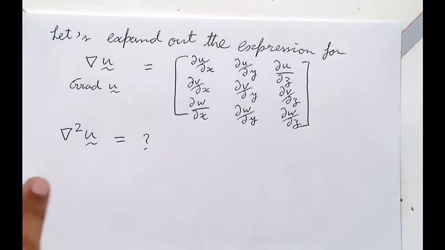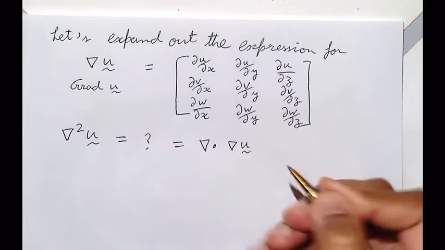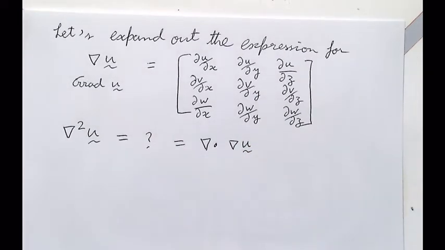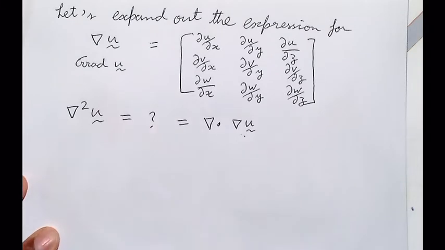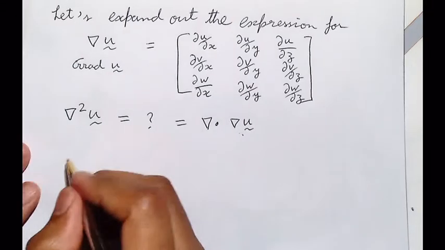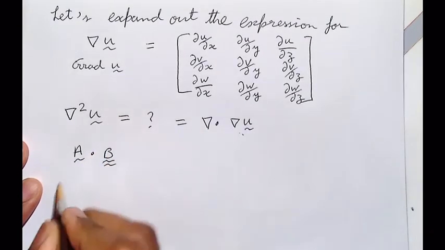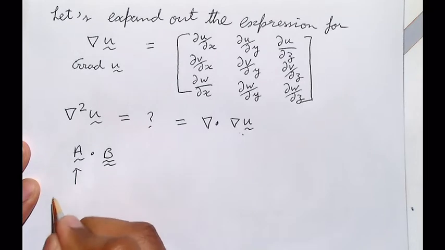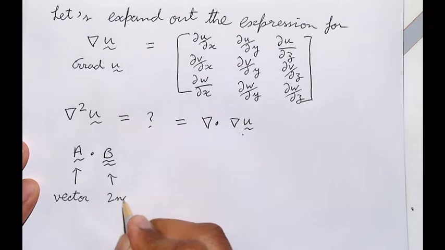So first, I should decompose this as what I wrote for the pressure, right? It's the same as nabla dot nabla u, and then we do exactly what you said. Okay, so we write this. Before that, let's see. If I say A dot B, a single underline means this is a vector, two underlines means this is a matrix or a second order tensor.